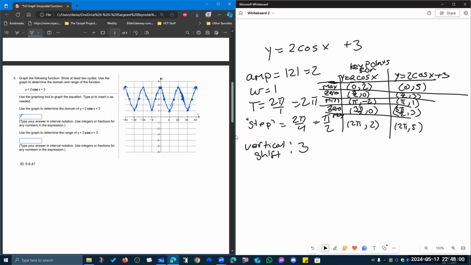And its domain is going to be negative infinity to infinity. And we can see that the minimum value is going to be 1, and the maximum value is going to be 5. We can see that from the graph and from our characteristic points. So from 1 to 5, the function is boxed in below and above, is bounded there.